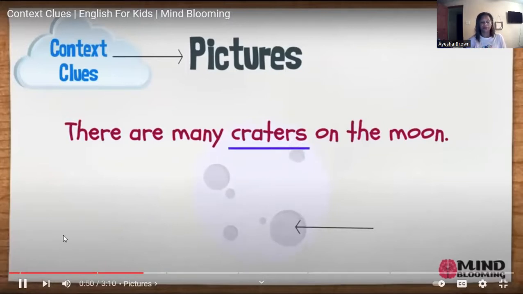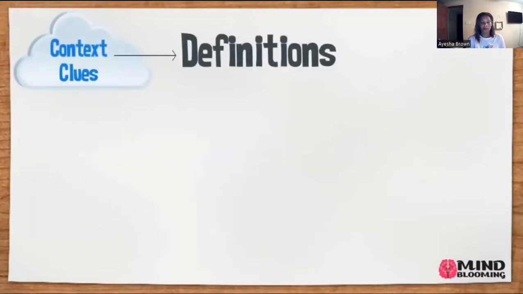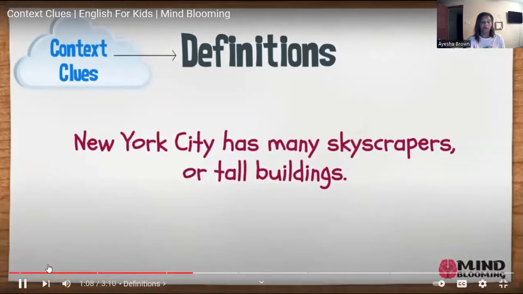If you do, you will be correct, because craters indeed are these round and hollow areas on the moon. Now let's see how we can find clues in a sentence that shows us a definition. New York City has many skyscrapers or tall buildings. If I don't know what skyscrapers mean.